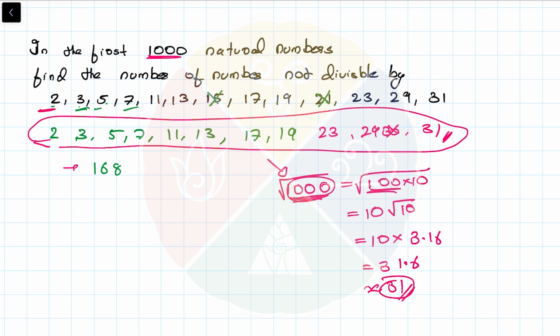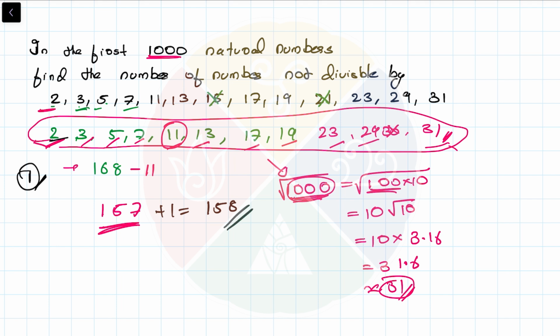So there are 168 prime numbers. Out of them we have to eliminate these 11 numbers: 1, 2, 3, 4, 5, 6, 7, 8, 9, 10, 11, because 11 will automatically be divisible by 11. If I eliminate these numbers, I will find 157 numbers which are not divisible by them. But again, we also have to add the number 1, because 1 is anyway not divisible by any of them. So if I add 1, you will find there are 158 numbers which satisfy these conditions, and that's the answer for our problem.